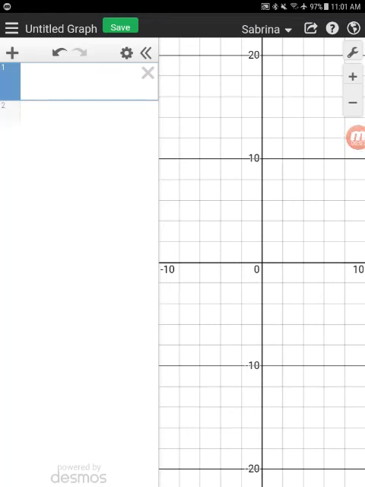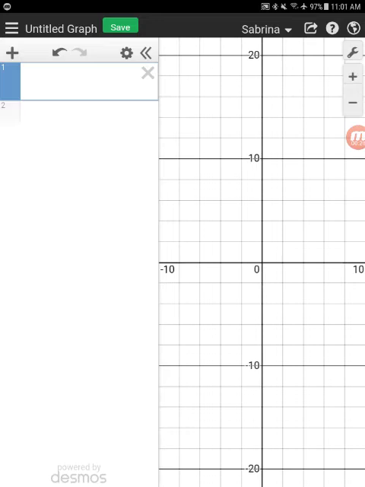Hello class, we are looking at the calculator practice on Desmos on how to do a linear regression. So easy. I am following the same example that you see on your video, but I want to show you a few extra steps that may be helpful in your practice.